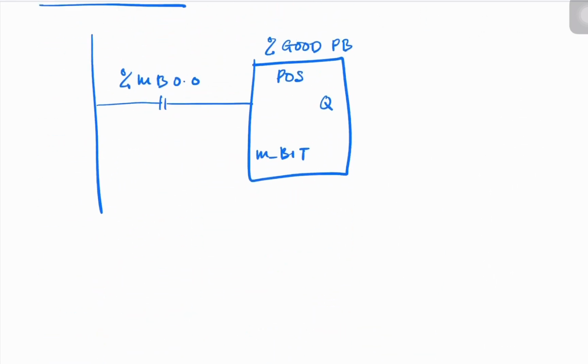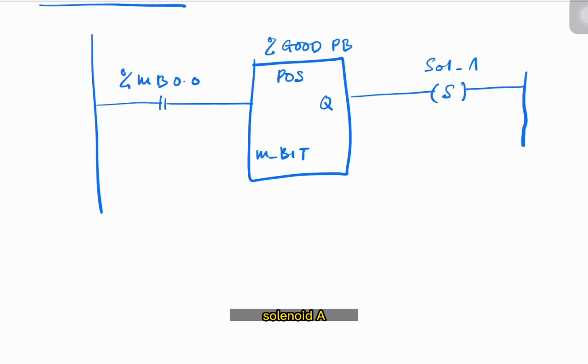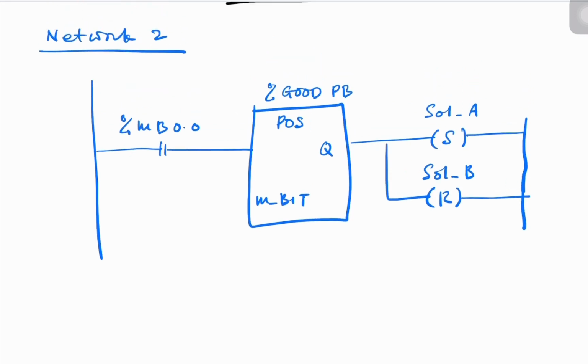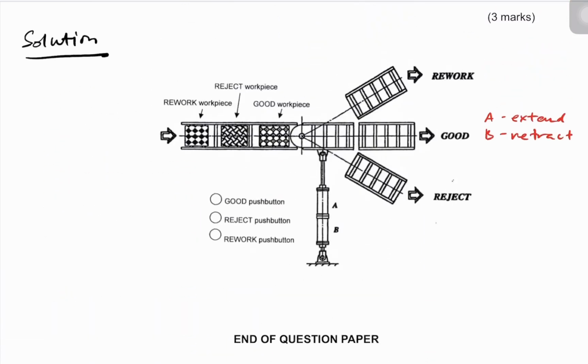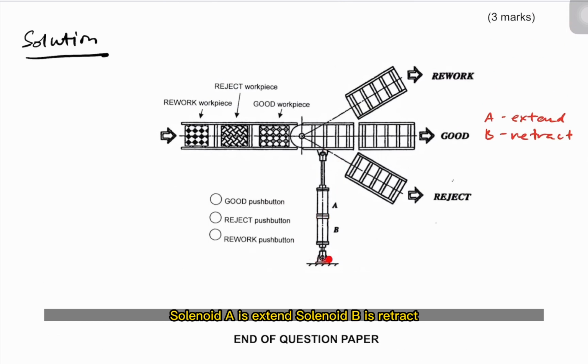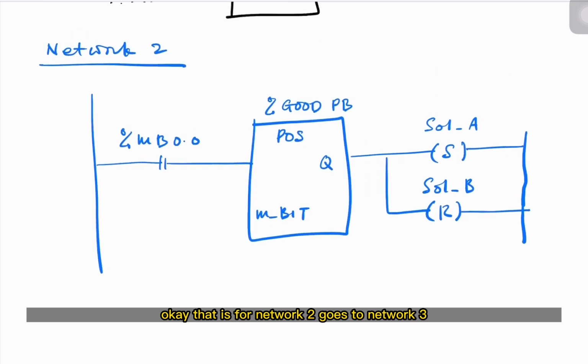So that means we're going to set solenoid A and reset solenoid B. Okay, so when the good push button is pressed, the conveyor belt has to go to the good position. So good position, if you look at this one, solenoid A is extend, solenoid B is retract. So extend means we set solenoid A, retract means we reset solenoid B. Okay, that is for network 2.